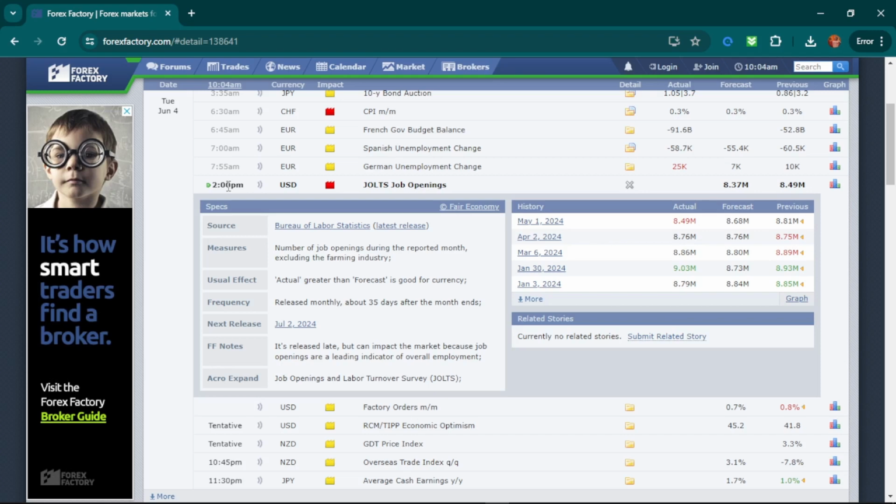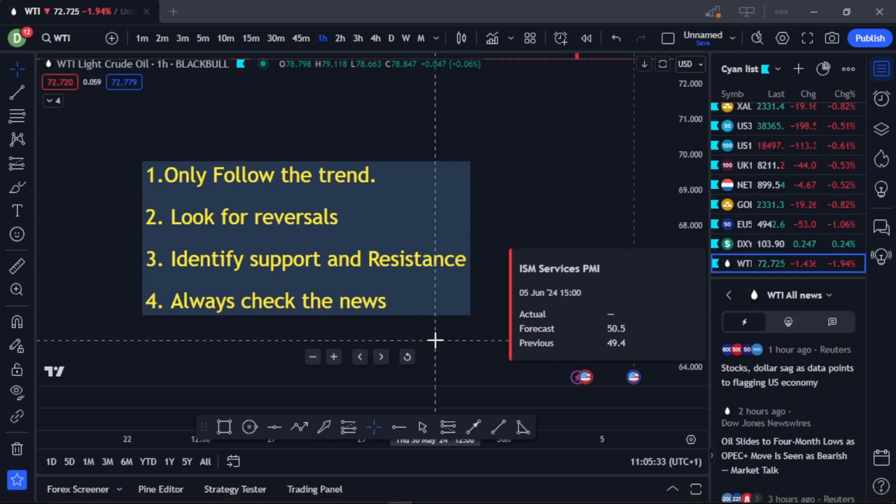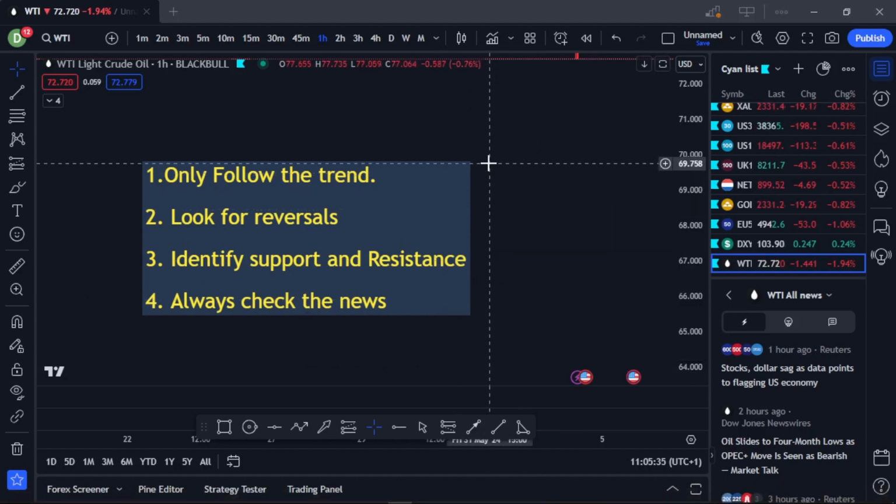So I'll always get out 30 minutes prior to a high impact news, and then look for an entry opportunity again when the news is over. That's simply how I trade when there are high impact news in pairs like gold and oil. Now that you've gotten that idea, let's face the market and let me share with you my simple way of analyzing this pair.